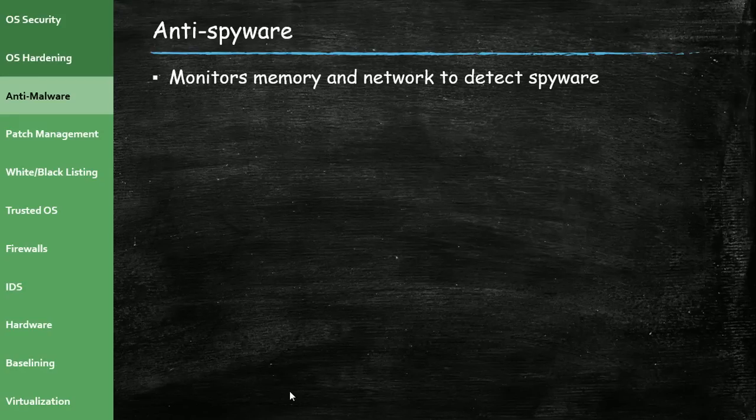Spyware, as you know, is something we learned about prior, but spyware is basically designed to spy on you, to see what you're doing, to detect your keystrokes and things like that. So it monitors memory and network. Anti-spyware will monitor network and memory to detect spyware.